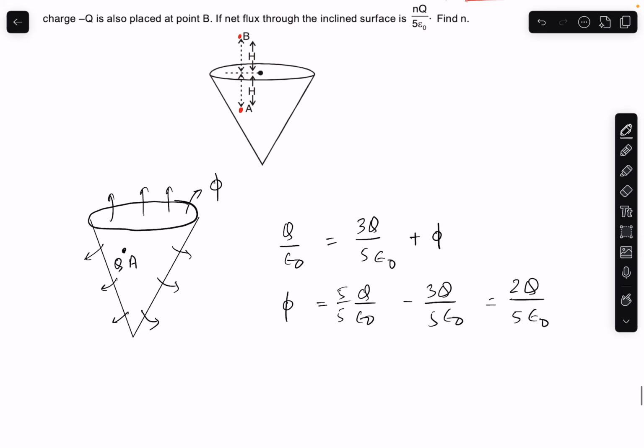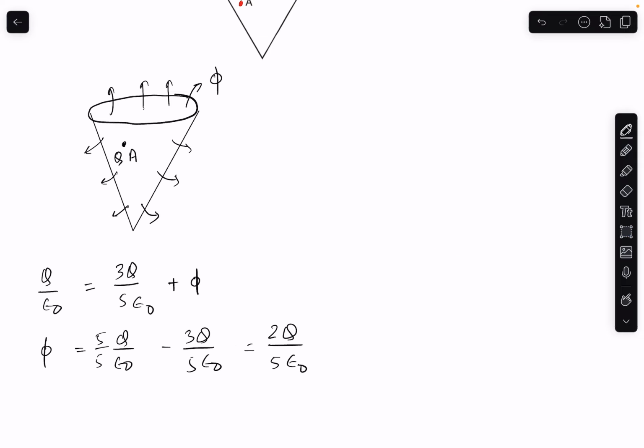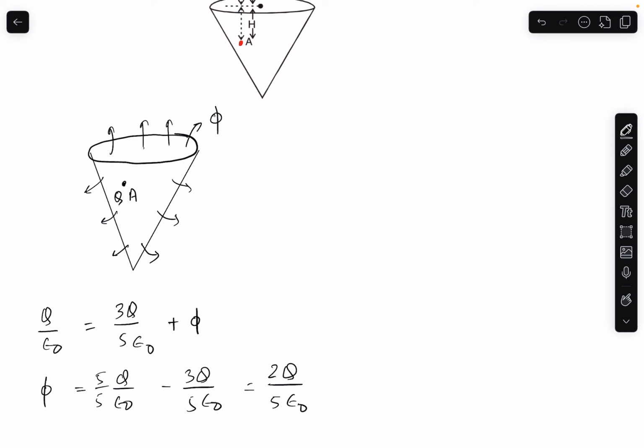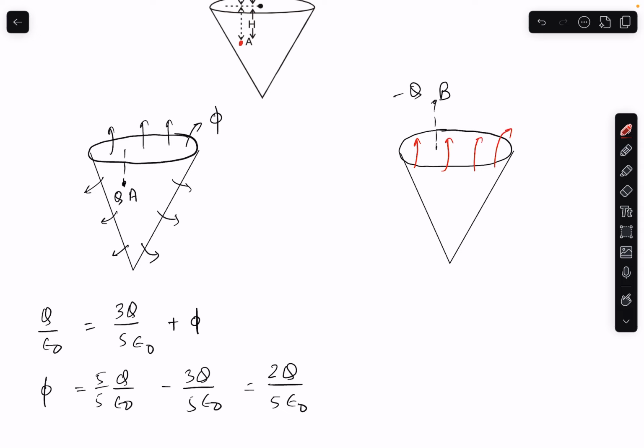Now, when only the second charge is present, if only the negative charge is present at point B, since the orientation of the negative charge at B is similar to the charge Q at A, from symmetry we can say that the same amount of flux will cross the circular surface due to the negative charge at B. Since it is a negative charge, the direction of this flux will be inward, like this, and this flux will be nothing but phi only.